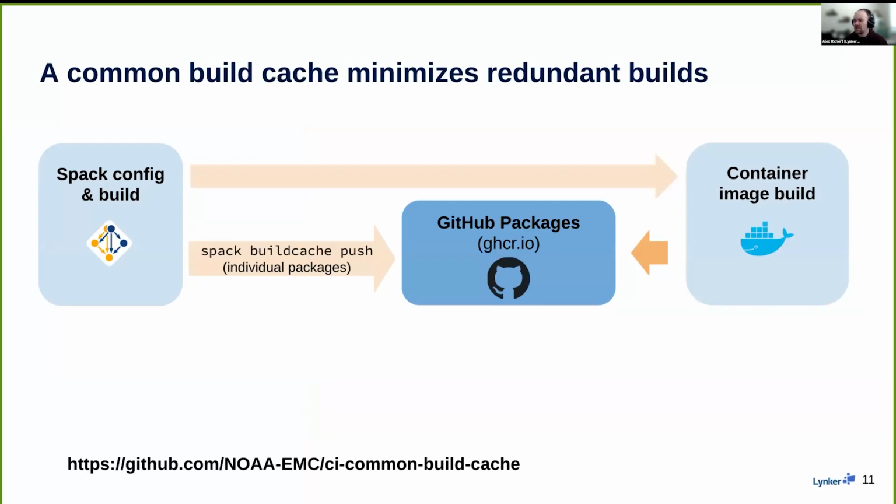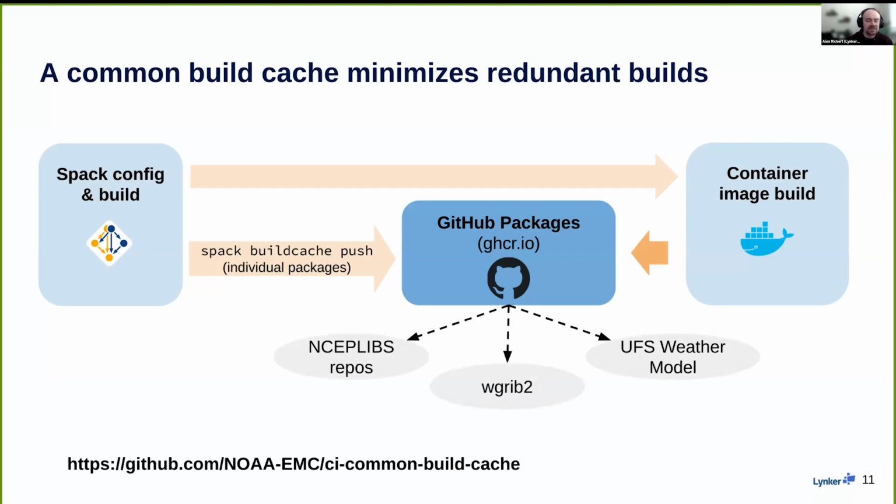Again, I won't go too much into the details here, other than to say that when we do these SPAC-based builds in the common build cache, we can build individual packages, and SPAC will nicely bundle those up as essentially tiny container images, which we can then push to. In our case, we use GitHub Packages, but you could also use Docker.io or other OCI services. And then we're in the process of implementing monolithic container image builds.